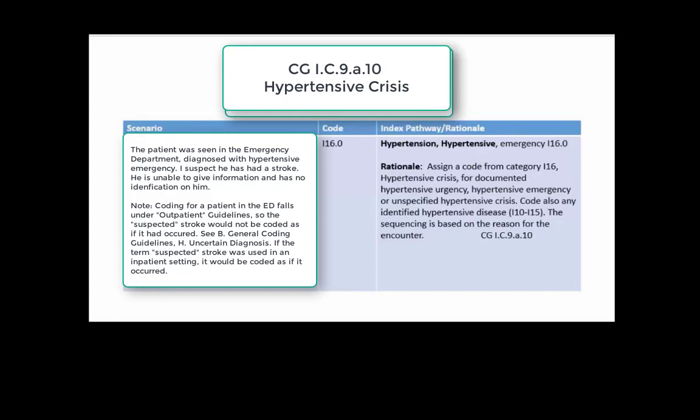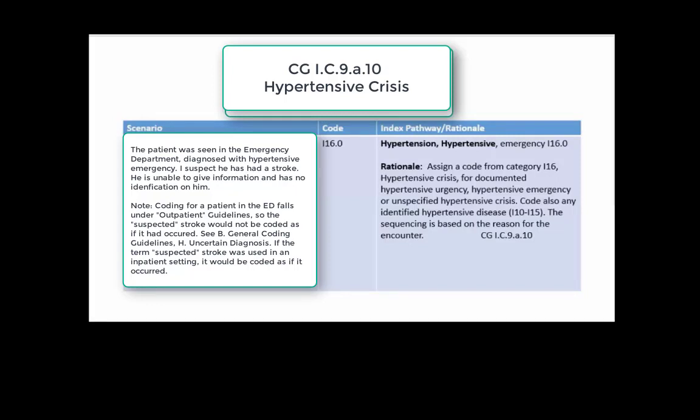So the fact that a doctor says he suspects the patient's had a stroke, you do not code that stroke as if it's occurred. This is covered in B, which is general coding guidelines, under the topic uncertain diagnosis. If this patient were an inpatient and the doctor has said, I suspect he's had a stroke, then the coder would code stroke.